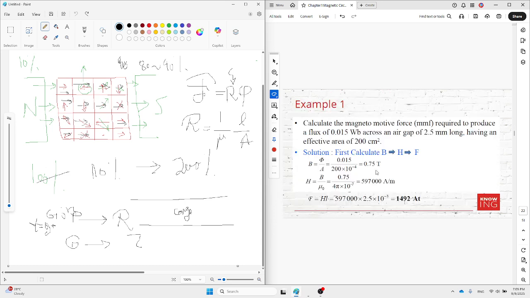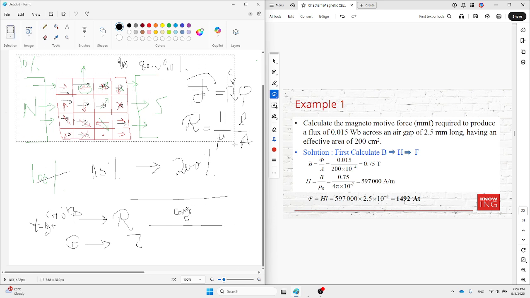So the first example is: calculate the magnetomotive force, which is MMF, required to produce a flux equal to 0.015 Weber when the air gap is 2.5 millimeter. So the length is given, the flux is also given, and then it asks you what the MMF is.